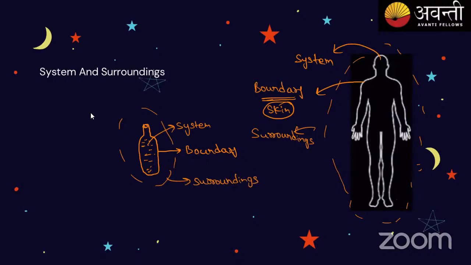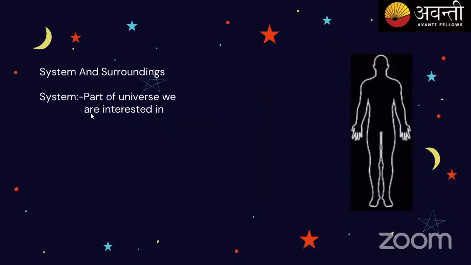Now, you can note this. System is nothing but the part of the universe we are interested in, what we want to particularly see. That will be the system. In the case of a human being, what is the system? Whatever is present inside the skin, all the organs and everything, comes under the system. In the case of the water bottle, we have seen the whole water will come under the system.